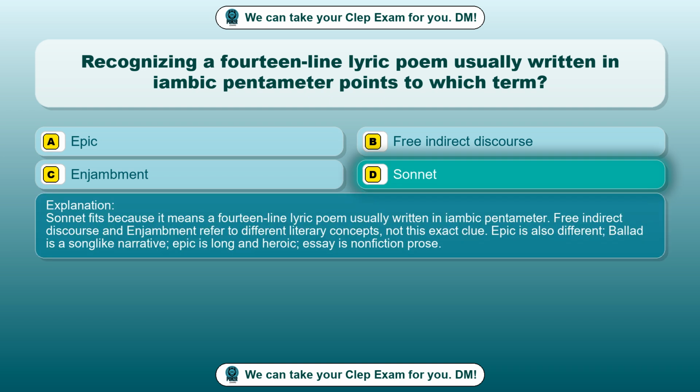Sonnet fits because it means a 14-line lyric poem usually written in iambic pentameter. Free indirect discourse and enjambment refer to different literary concepts, not this exact clue. Epic is also different. Ballad is a song-like narrative, epic is long and heroic, essay is nonfiction prose.